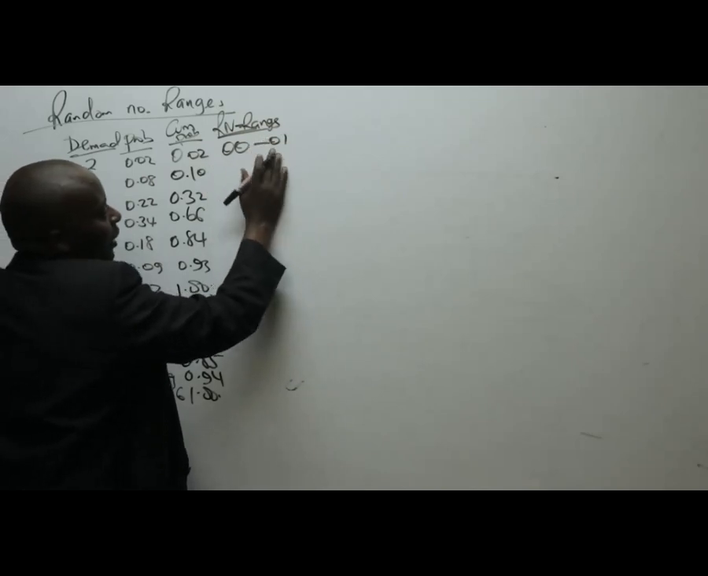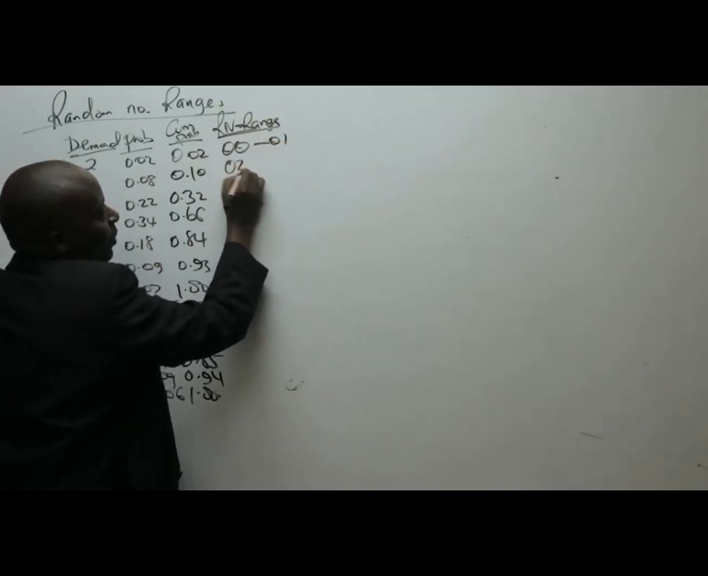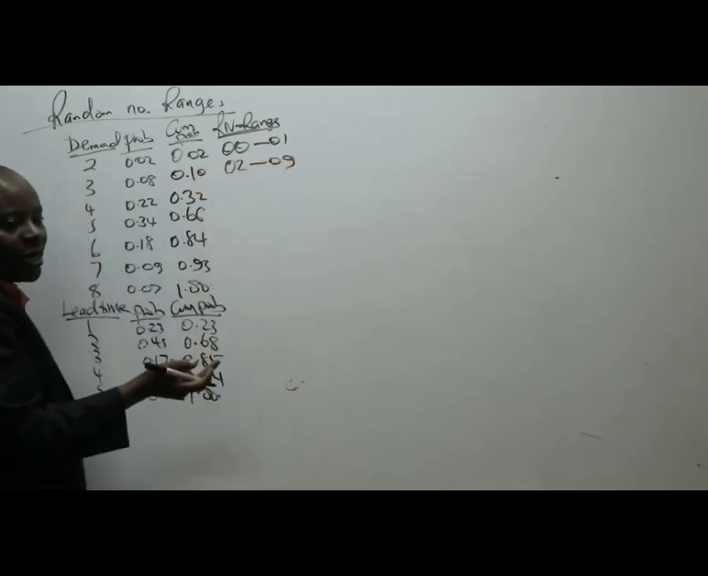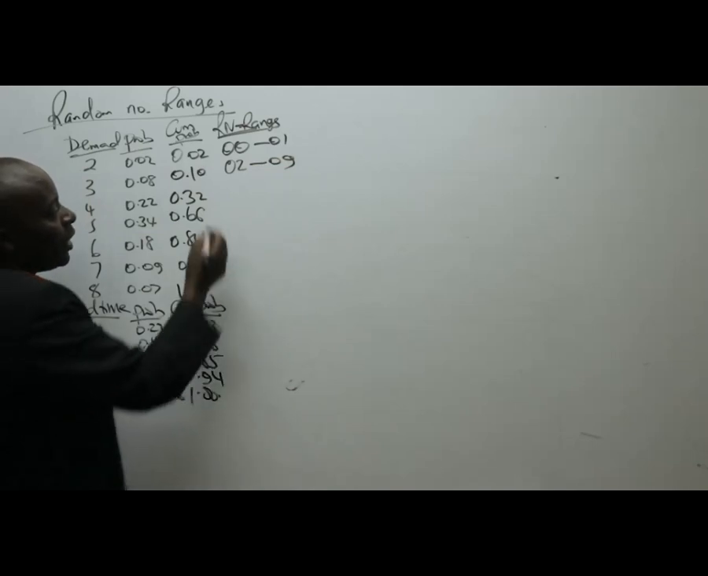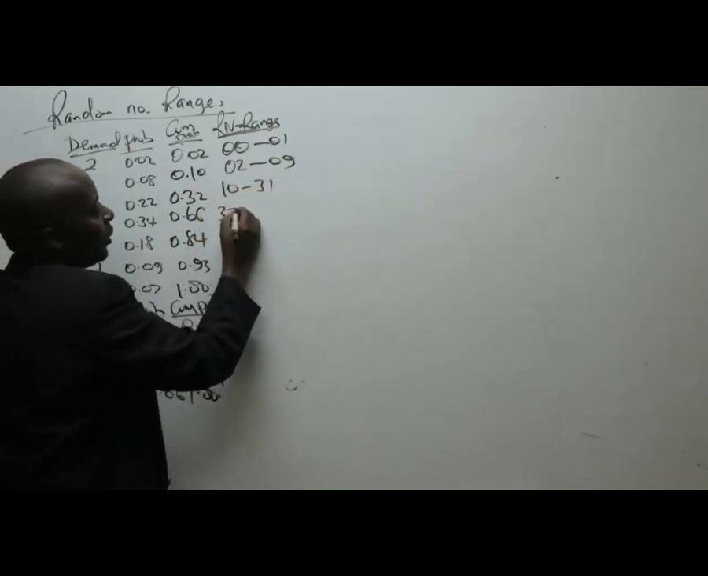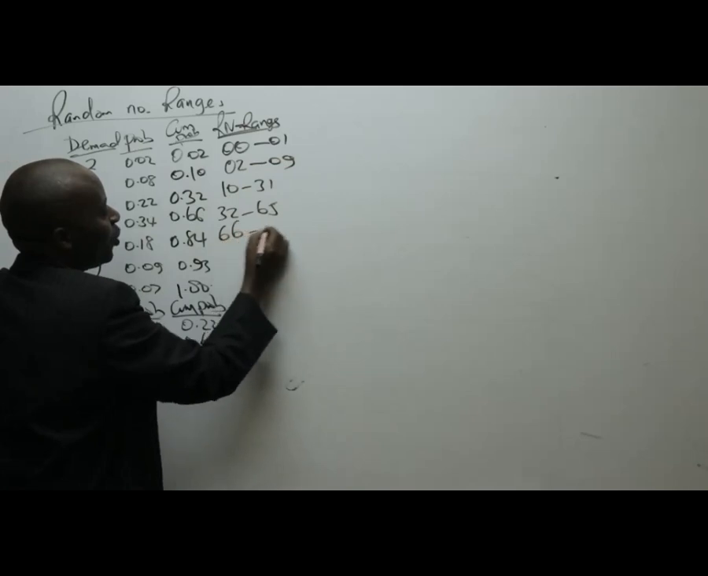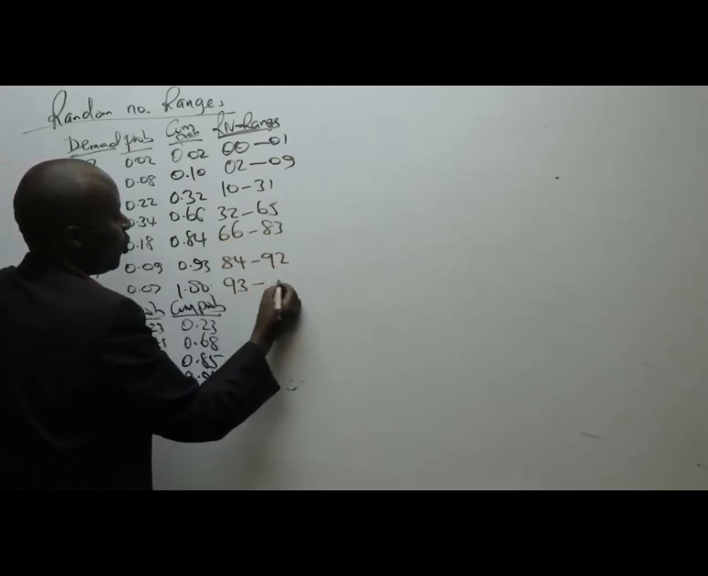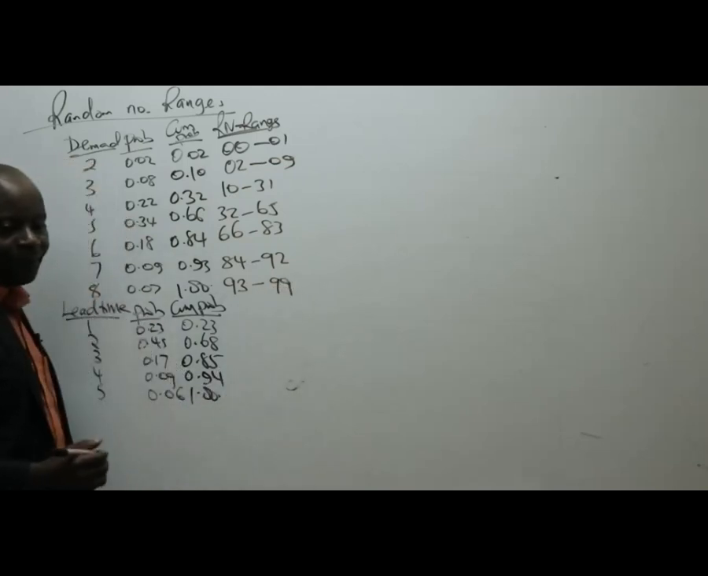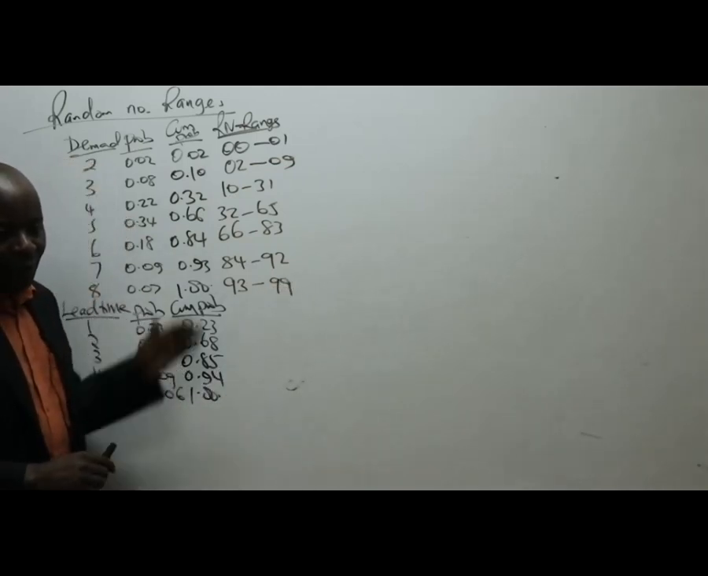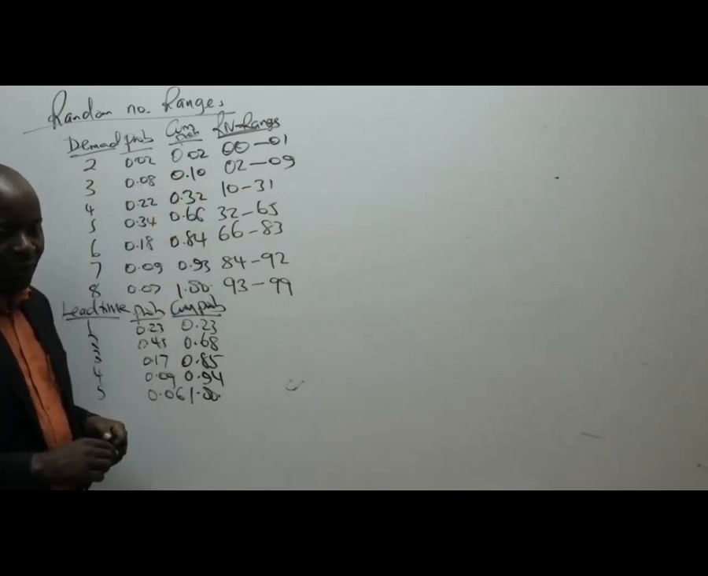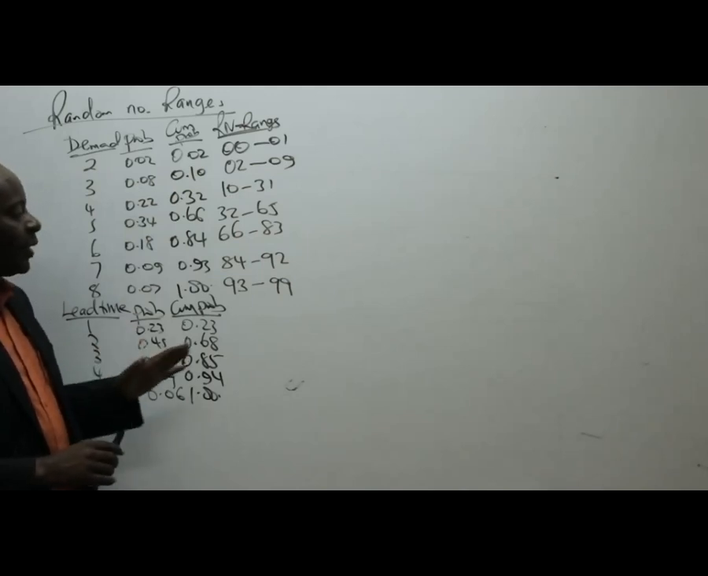The next number after this will be the commencement of my second range. So 02 to 09 because of 10 minus 1, and then we have 10 to 31, 32 to 65, 66 to 83, 84 to 92, 93 to 99. Is that okay? I hope you don't have a problem with putting down these random number ranges. Okay, great.